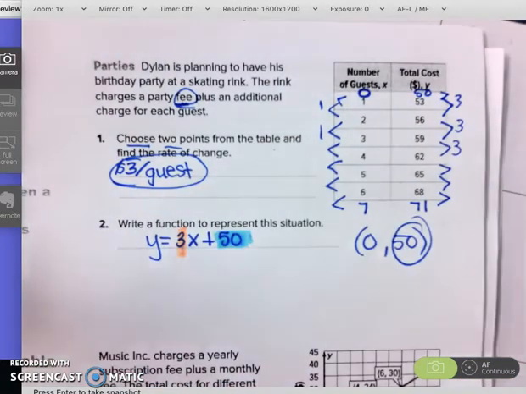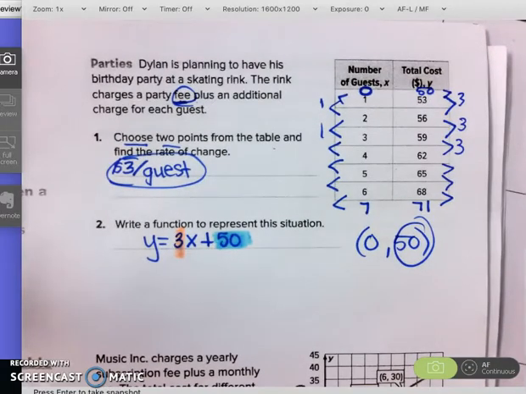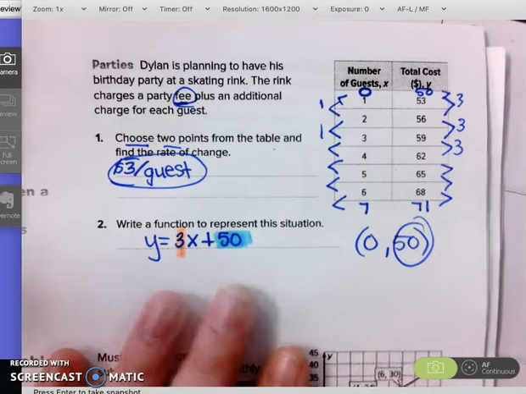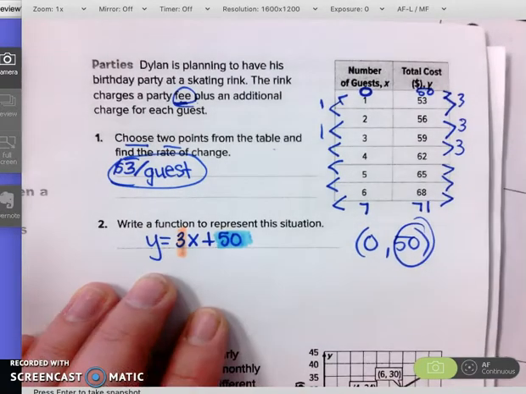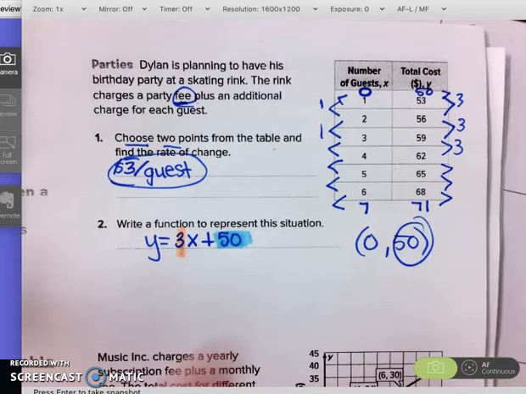So last class I had people saying, well, haven't we been doing this already? We have. Before we talked about it being linear equations. Now we're talking about it as functions. And instead of slope, we say rate of change. Instead of y-intercept, we say initial starting point. Or initial fee. Okay.